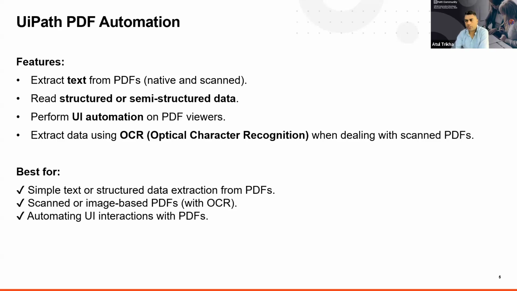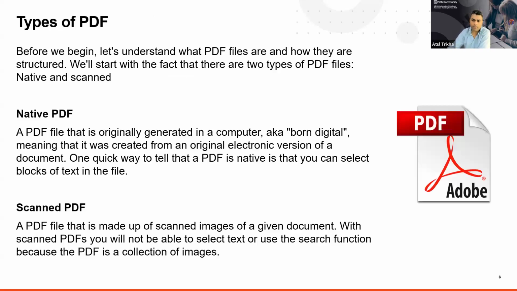Whereas document processing is a more advanced AI-powered solution designed for intelligent document understanding. That is the main difference. PDF is more for simplified extraction, whereas document understanding is used for more advanced AI-powered processing, like your receipts and your invoices, those kinds of things. Today our focus will be more on the PDF automation.